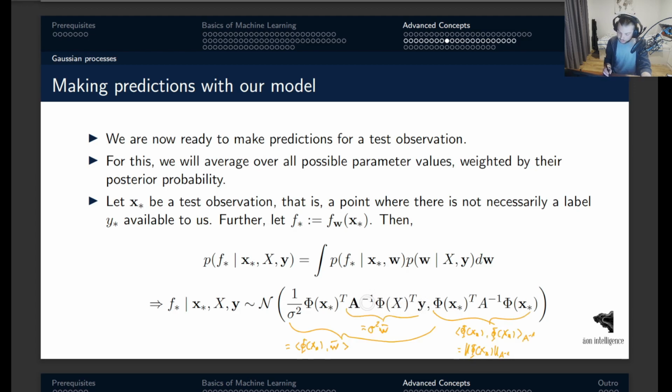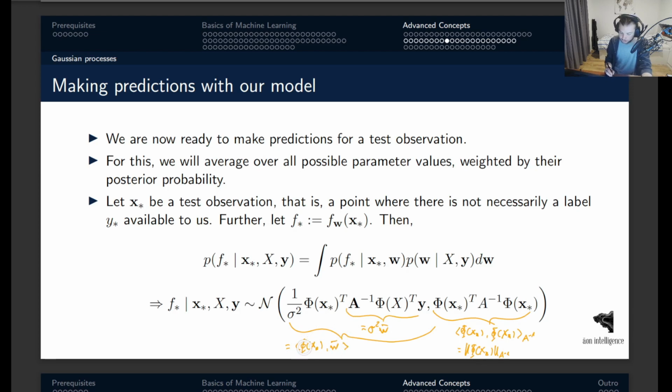So let's first have a look at this bit. From the previous slide, we have that this is equal to sigma squared times this optimal parameter vector W bar. And this factor of sigma squared doesn't matter because we take the inverse of that at the front. So let's forget about this bit. It's the ideal parameter vector W bar. And then if you multiply from the left phi x star transpose, that's just equal to the inner product of this feature mapped test observation and this ideal parameter vector W bar. So our prediction f star is parameterized by this univariate Gaussian, where the expectation is this inner product, which makes sense, right?